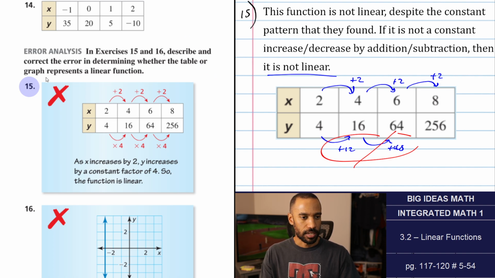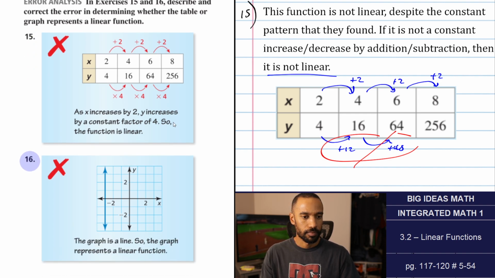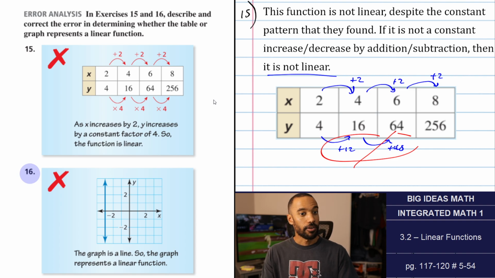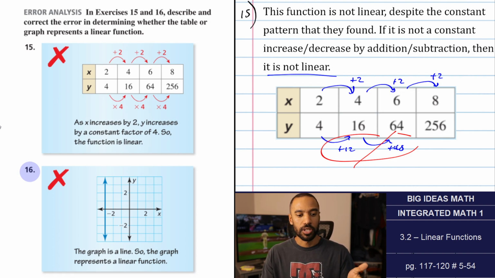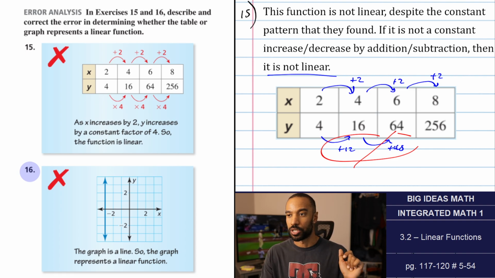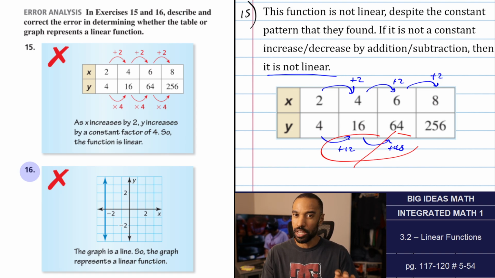Okay, number 16. Okay, perfect. This is where they have it. The graph is a line, so the graph represents a linear function. Here's the thing. It is a line. It's a linear equation. It's not a linear function.